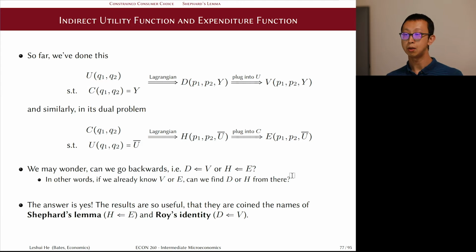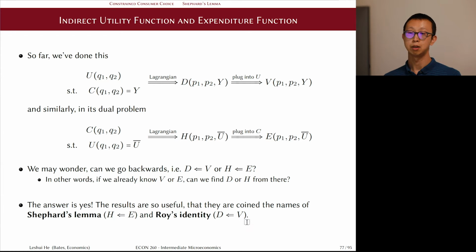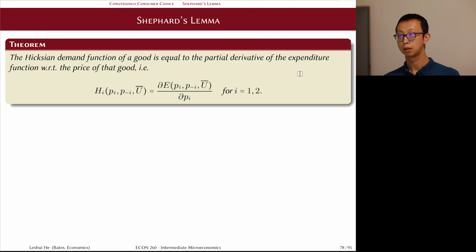The result that allows us to recover the Hicksian demand from the expenditure function is called Shephard's lemma, and the result that recovers the Marshallian demand from the indirect utility function is called Roy's identity. Now let's look at these two results. We will present these results as theorems. Let me first describe Shephard's lemma on the notepad, and then I'll explain the formal statements in the slides.